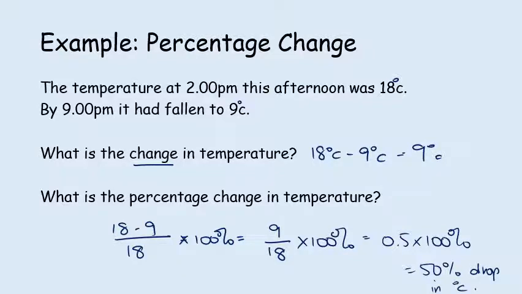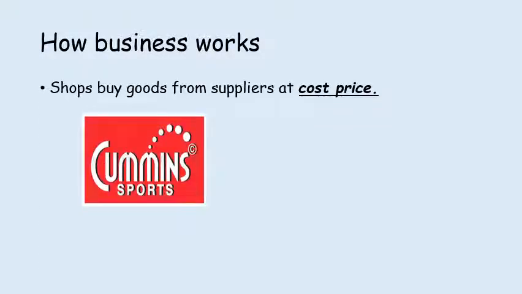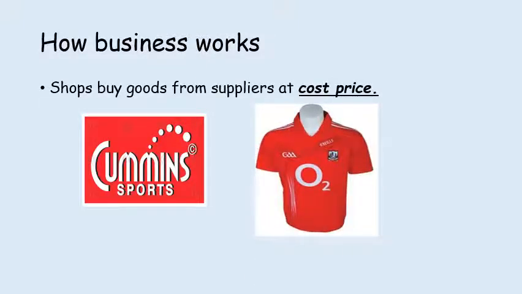Okay, so we've covered all of the maths we need for profit and loss, but we just need to get our heads around how business actually works. So shops buy goods from suppliers at cost price. Imagine we have a shop, Cummins Sports, and they're going to buy these Cork jerseys, and they cost €40.